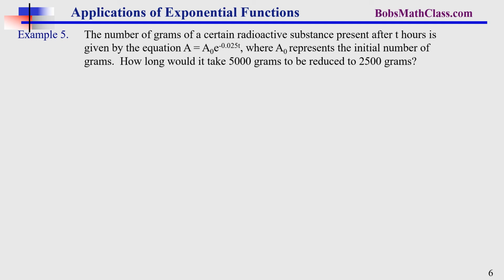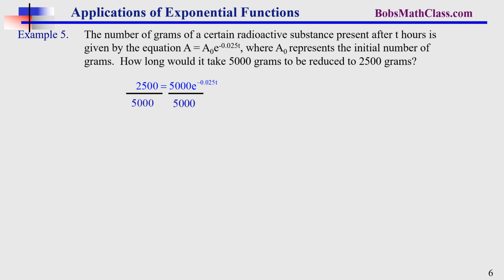Right, it's the 5,000. Because we want to know how long will it take 5,000 to be reduced to. So we're starting with 5,000. That's our A naught. And then on the very left is A. That's going to be the 2,500 grams. That's what we end up with. So let's put those two numbers into our formula. All right, 2,500 equals 5,000 e to the negative 0.025t. We got to get the e to the power by itself. So divide both sides by 5,000.